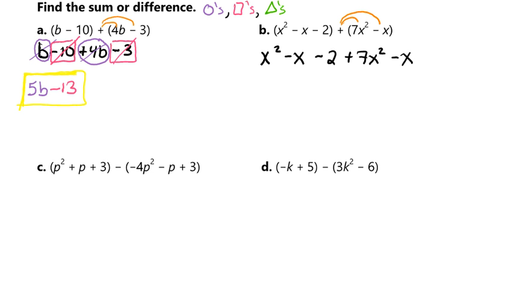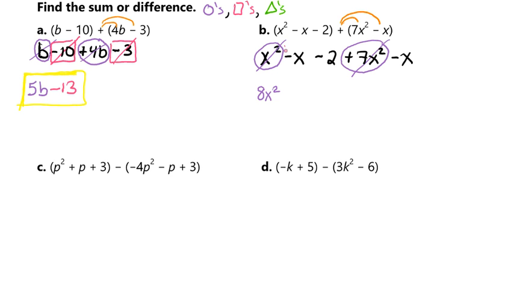So we're combining like terms. So we start with our x squared because it's first. I'm going to look for other x squareds. And, oh, there's one right there, 7x squared. So x squared plus 7x squared is 8x squared.